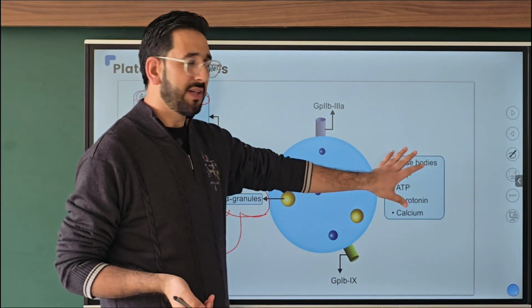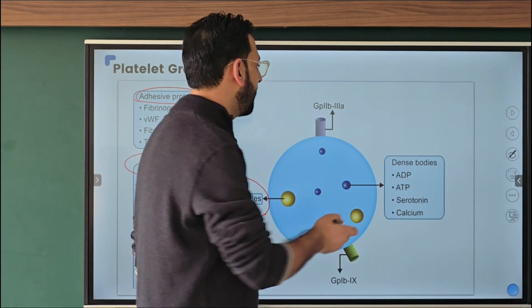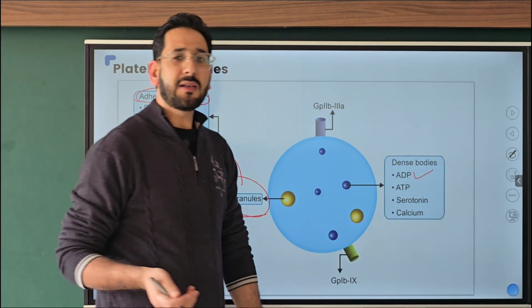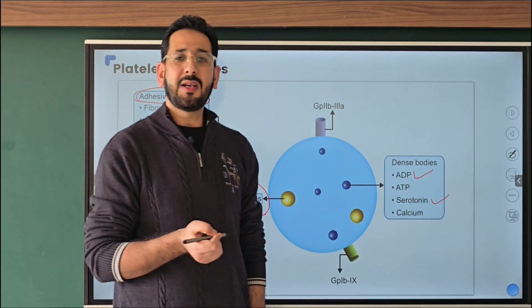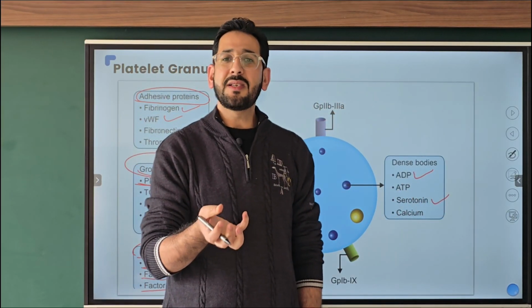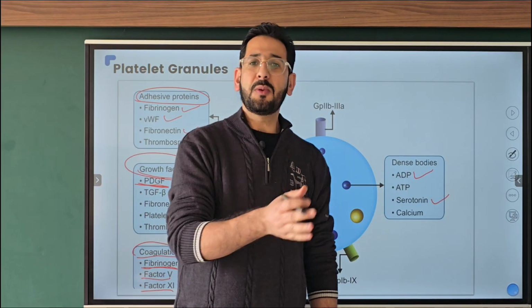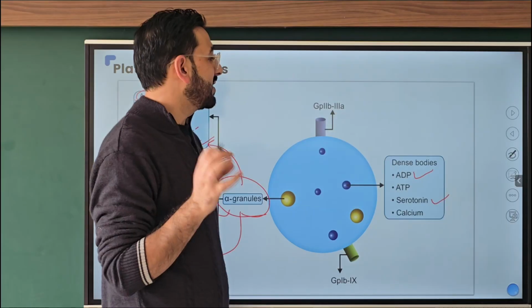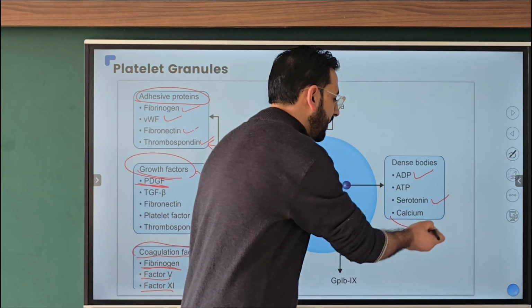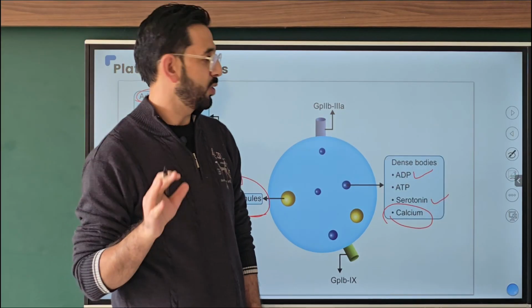Then when we talk about the dense bodies, they contain non-protein substances. For example, ADP that attracts the platelets, and serotonin. This serotonin is a vasoconstrictor because at the site of injury, we need vasoconstriction to decrease the blood flow to that area. So serotonin is also present in these dense granules. And then we definitely have calcium, that is one of the clotting factors that help in the process of coagulation.